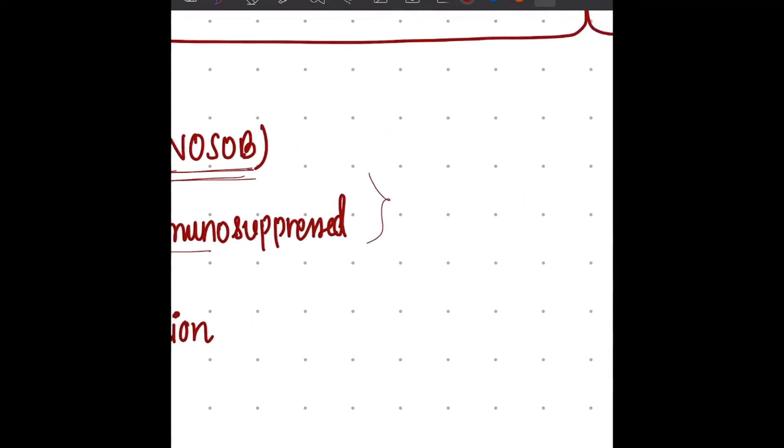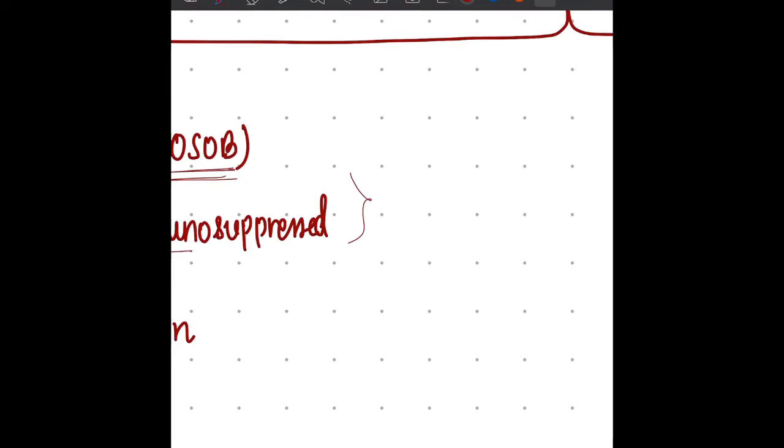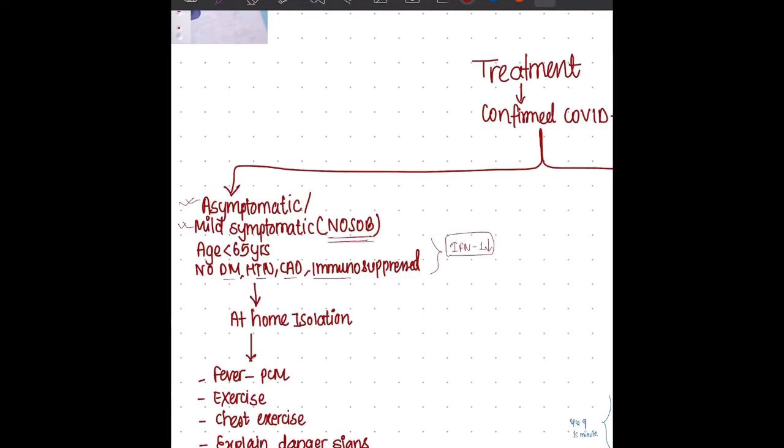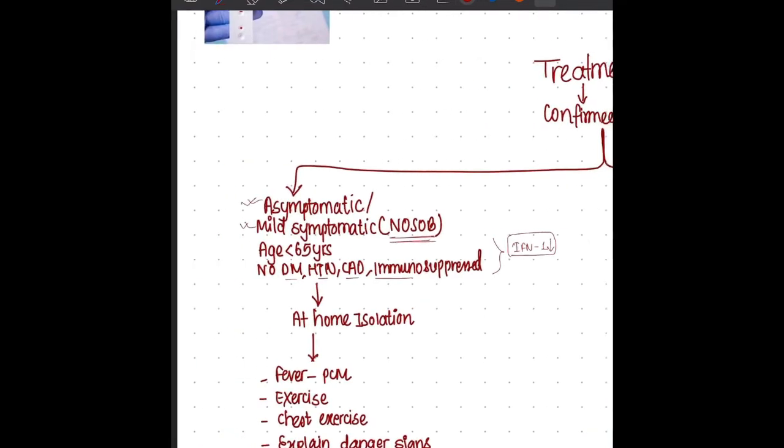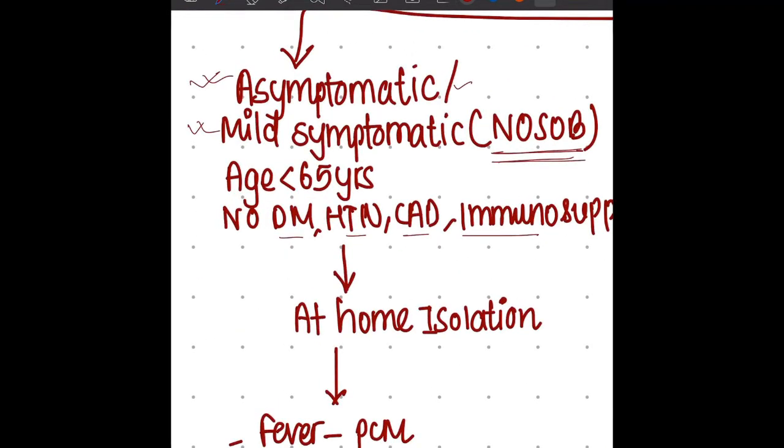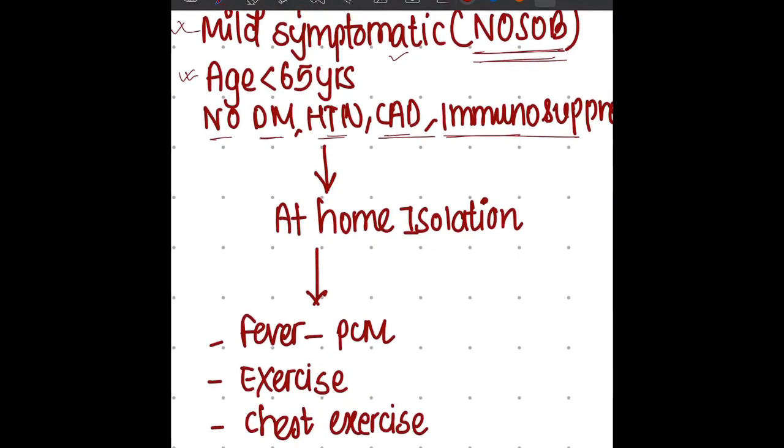Why? Because in all these cases there is a defective innate immune response, the story of interferon type 1. So all these patients have a defective innate immune response, and hence they are at high risk of developing a severe form of disease. So a patient who is asymptomatic, mildly symptomatic and does not belong to high risk groups, that is to say has age less than 65, and there is no diabetes mellitus, hypertension, coronary artery disease or immunosuppression, in this case you can treat the patient in home isolation.